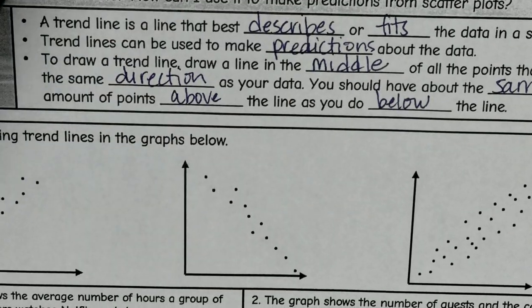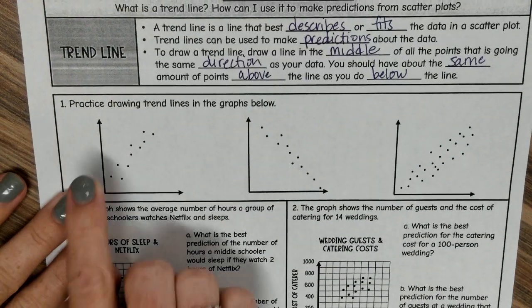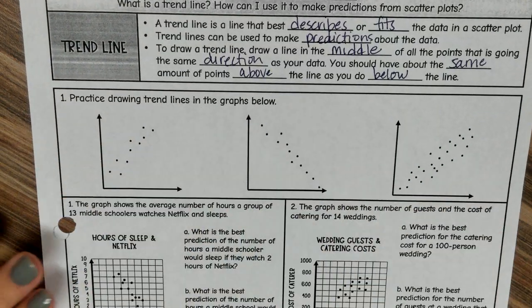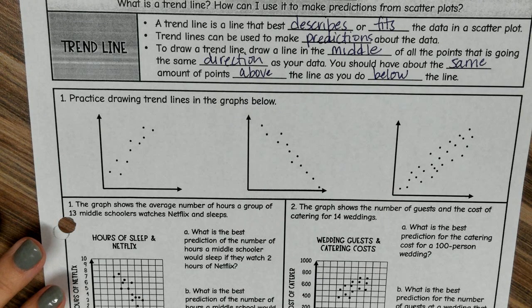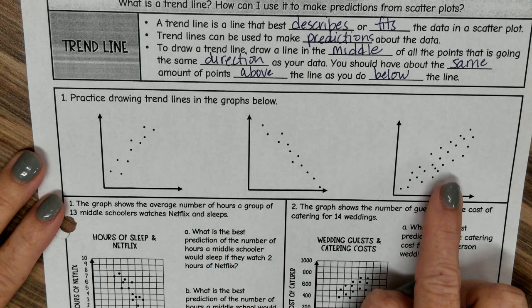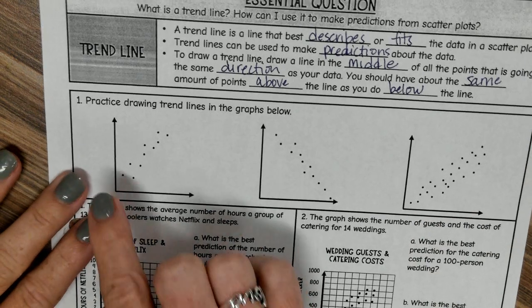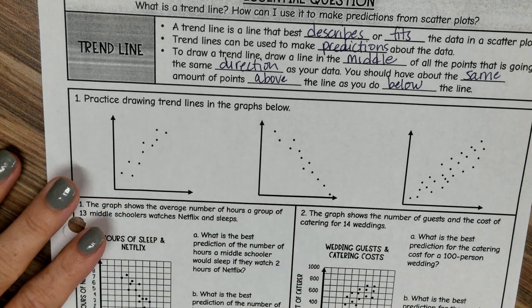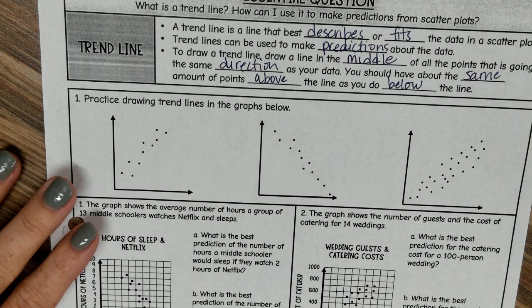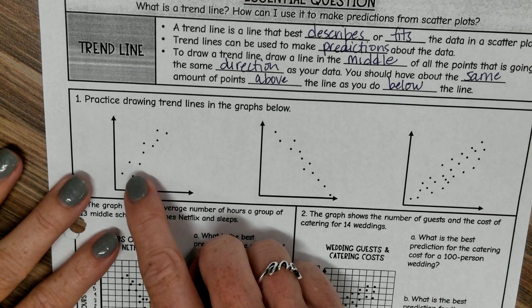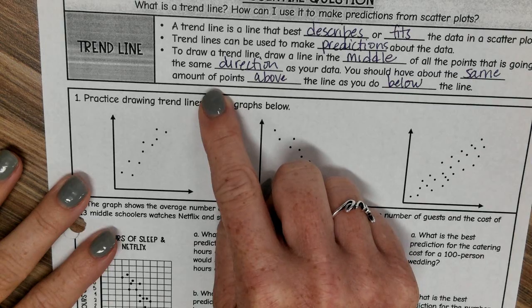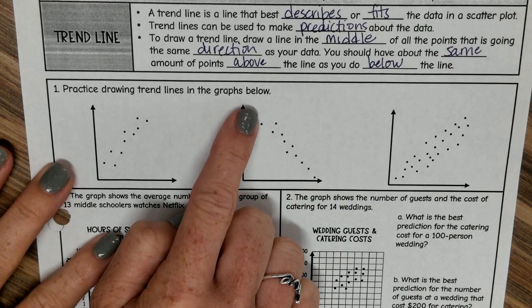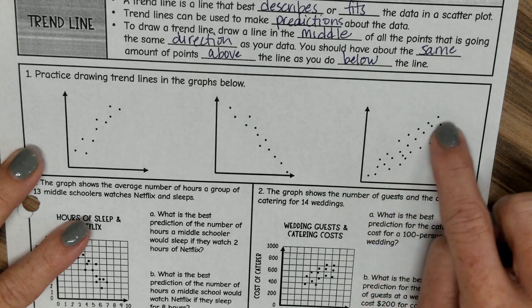All right, so I want y'all to look at the following scatter plots. So look at these three scatter plots. Let's first just talk about them. What kind of trend are you seeing here? Positive. How do y'all know it's positive? Because it's moving up from left to right. And is it also linear? Yes. What kind of trend are you seeing here? Negative.